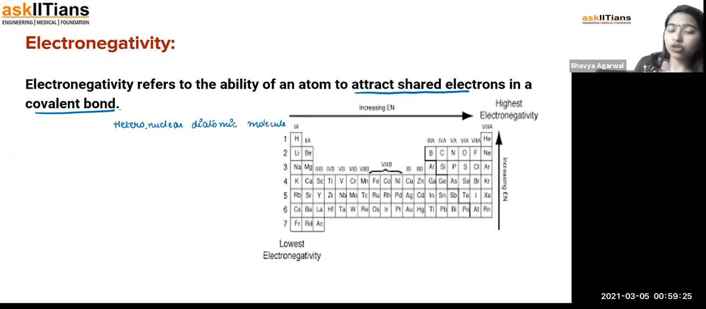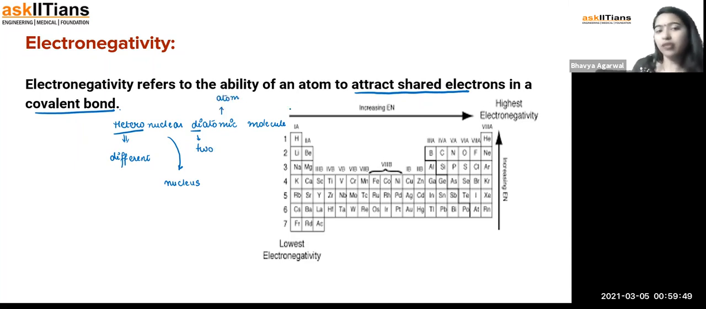Right. So now what do you mean by the term hetero? Hetero means different. Nuclear means nucleus. Di means two. Atomic refers to atoms in a molecule. So if I have a molecule which is made up of two atoms, and the two atoms are having different nucleus. Example, HCl.